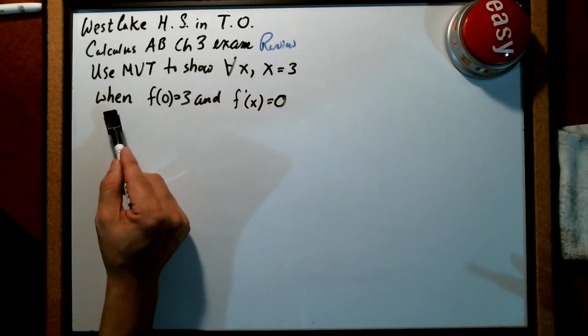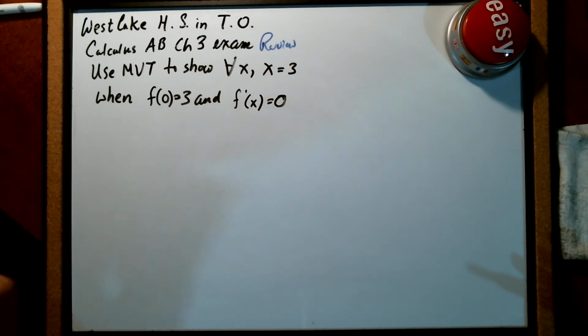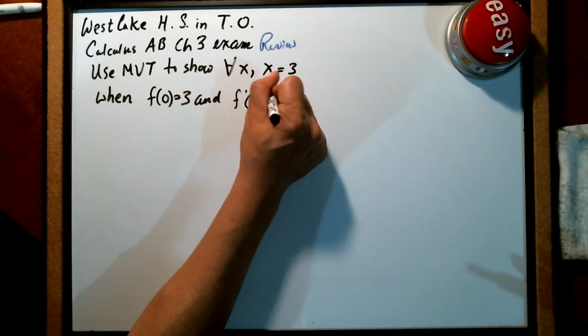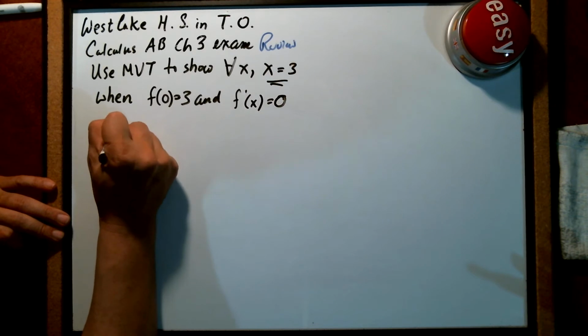It says use the mean value theorem to show, for all x, when f of 0 equals 3 and f prime of x equals 0, that f of x equals 3. Let's take a look at some intuition or gut.